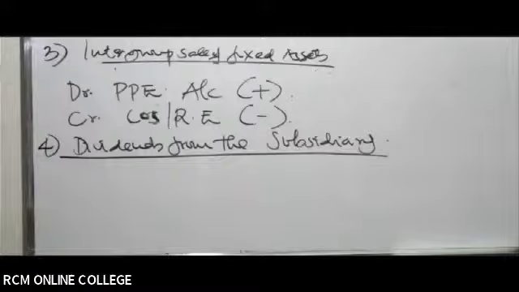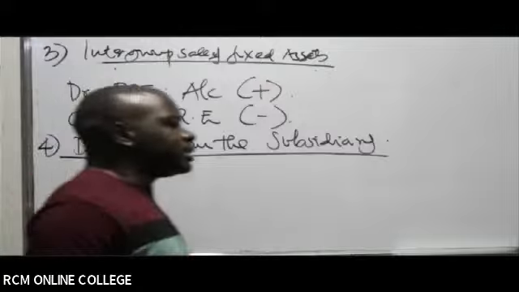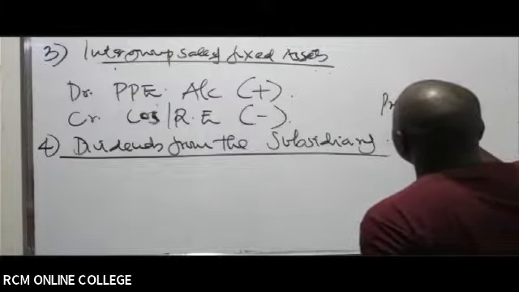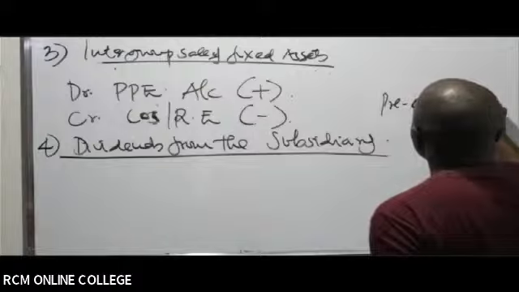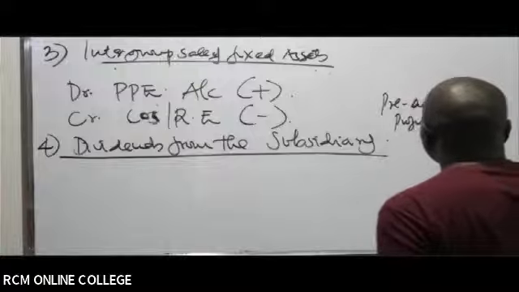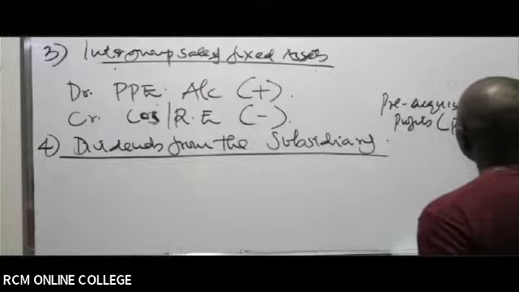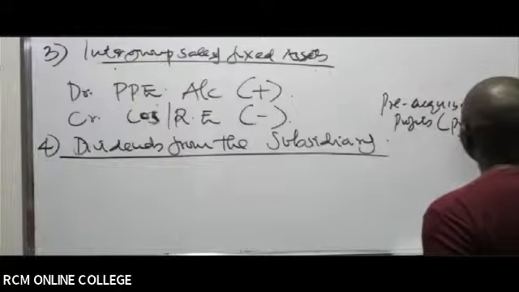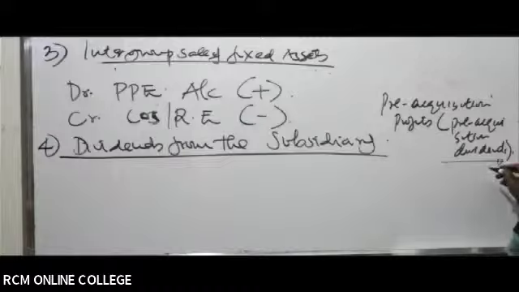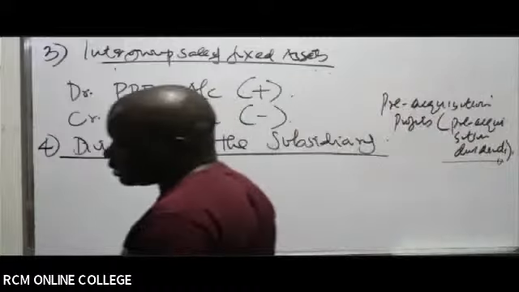Dividends may be paid out of pre-acquisition profits. Then put in brackets, call this dividend pre-acquisition dividends. The dividends paid by the subsidiary before it was acquired. So we call it pre-acquisition dividends.